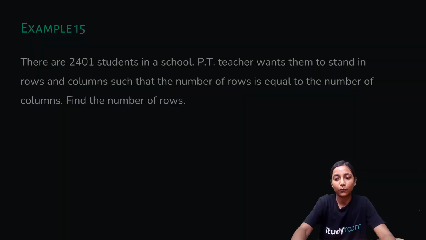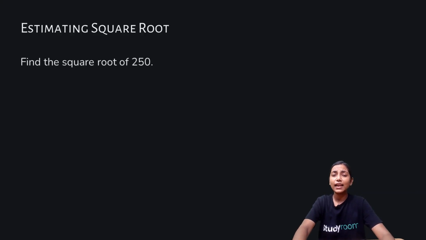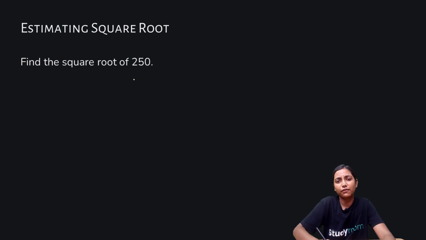This was a statement question. Next, we have the topic of estimating square roots. So how do we estimate square roots? First of all, we need to find the square root of 250. We know 250 is not a perfect square. So how can we estimate the square root? We do not need to find the exact square root, but because 250 is not a perfect square, we will just be estimating the square root.